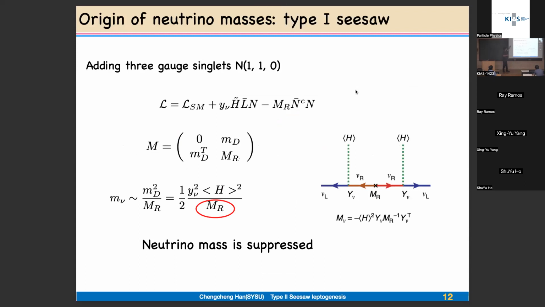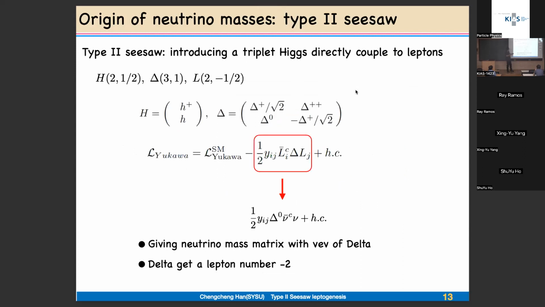Here, this is the type 1 seesaw, which everyone may be familiar with. We just add right-handed neutrinos, and then from diagonalizing the mass matrix, we get that the neutrino mass is suppressed by the right-handed neutrino mass. But for type 2 seesaw, the structure is a little bit different.